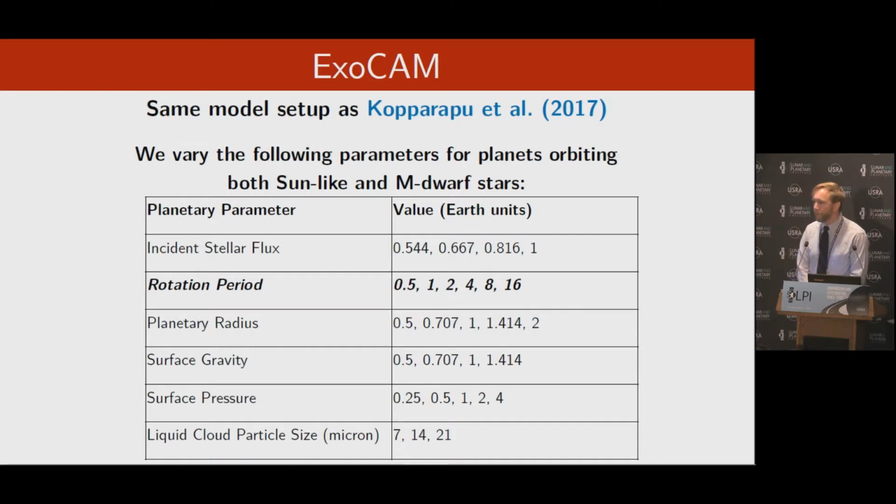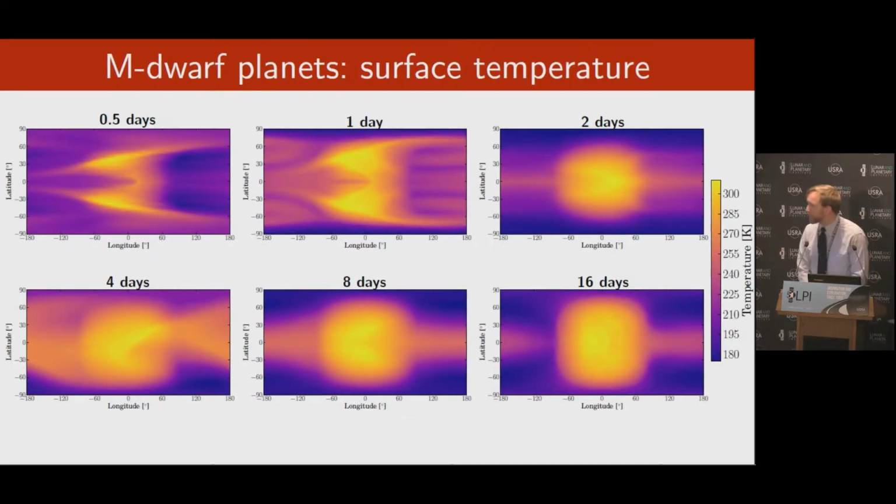When the planets are orbiting an M-dwarf star, I'm assuming that the planets are tidally locked. So again, the planet's only receiving flux on the day side of the planet. These are results for the surface temperature for planets orbiting M-dwarf stars. Again, these are tidally locked planets where the center of each map is the substellar point.